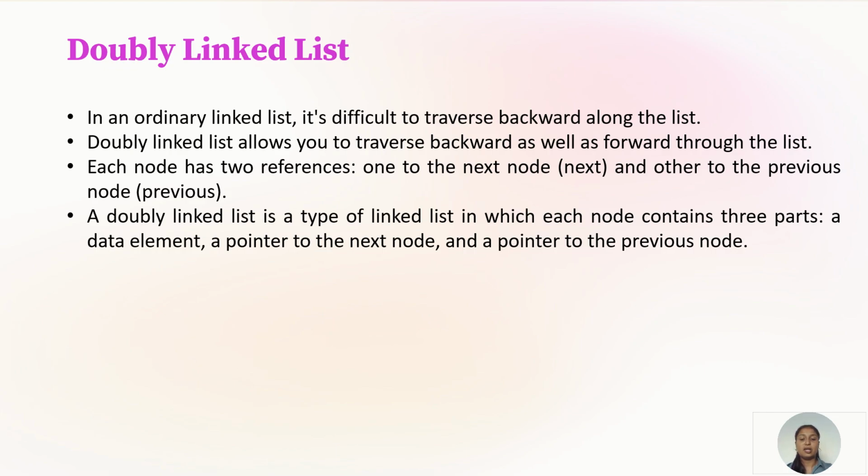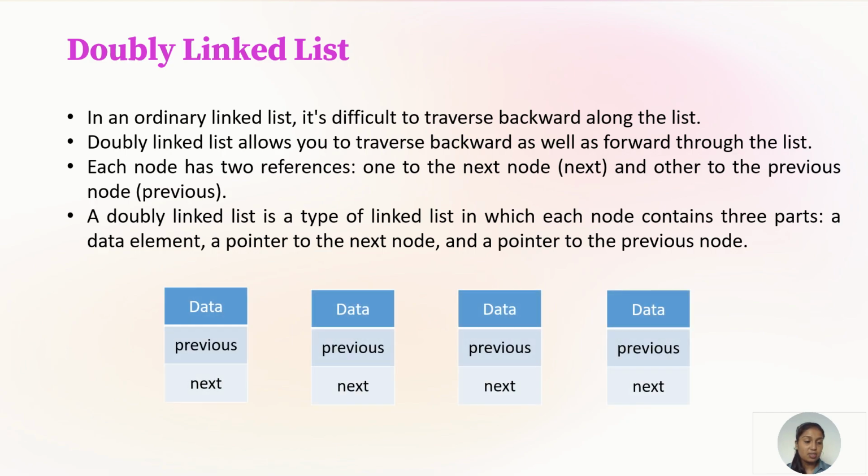Now I'm going to talk about what a doubly linked list is. A doubly linked list is a more flexible data structure where each node points to both the next and the previous nodes. This allows us to traverse the list in both directions. Each node in the doubly linked list contains three parts: the data, a reference to the next node, and a reference to the previous node. As you can see, each node is connected to its predecessor and successor, forming a two-way chain.